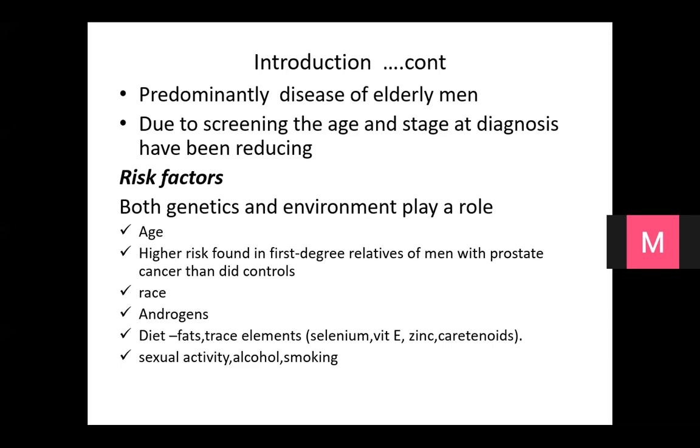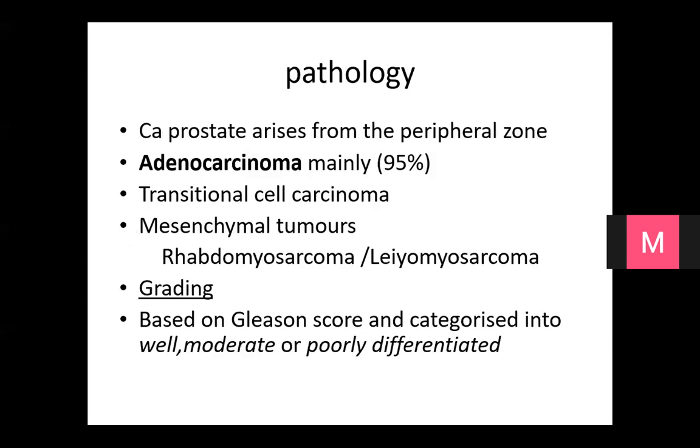Like I've said, of course, alcohol, smoking. The diet issues, the sexual activity, alcohol, smoking, they are controversial issues, and you should take increasing age, the race, and the inheritance component of it, of course, and androgens.